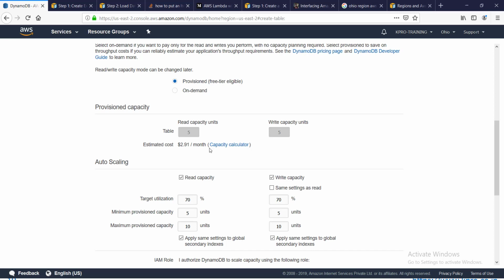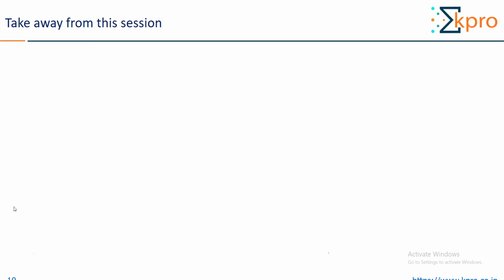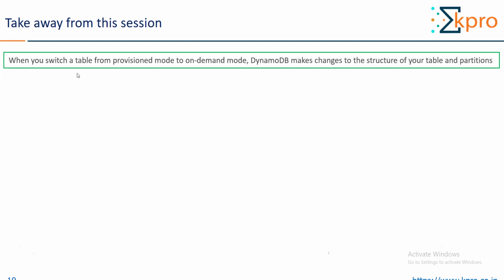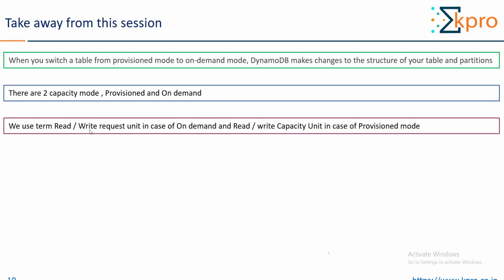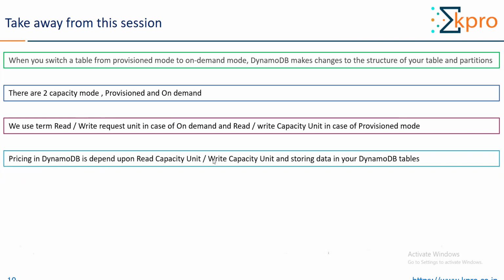Simple. So what we have learned today in the session: when you switch the table from provisioned mode to on-demand mode, DynamoDB makes changes to the structure of your table and partitions internally. You don't have to bother about it. There are two capacity modes, provisioned and on-demand. The terms are read write request unit in the case of on-demand and read write capacity unit in the case of provisioned mode, so don't confuse the terminology. Pricing in DynamoDB depends upon read capacity units, write capacity units and the data stored in DynamoDB. Yes, storage plus read write capacity units.